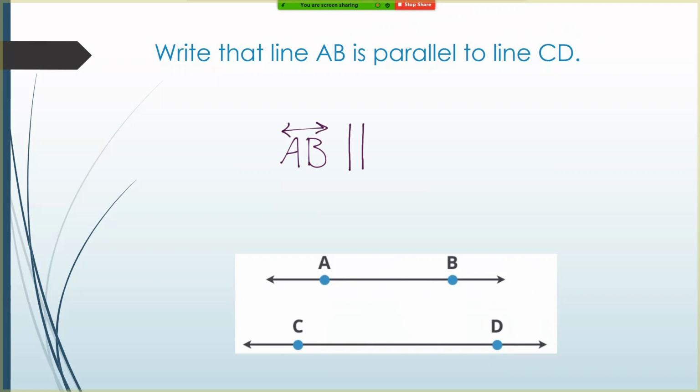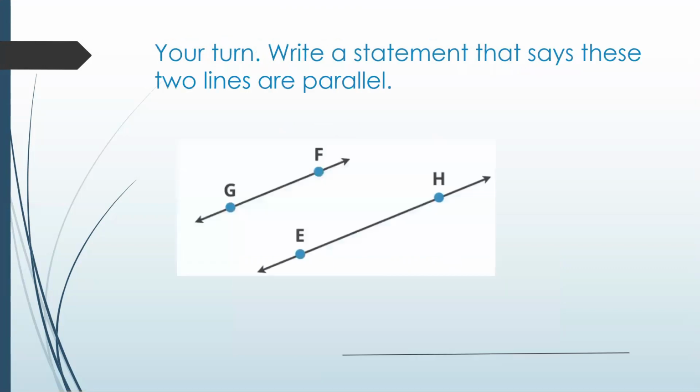They'll always just be 2 little line segments, I guess. And then we're going to put CD. And again, CD is a line, so we're putting the line symbol above it. So the symbol for parallel is just these 2 little lines, segments technically, but that's your symbol for parallel. Now your turn. See if you can write a statement that says these 2 lines are parallel to each other.